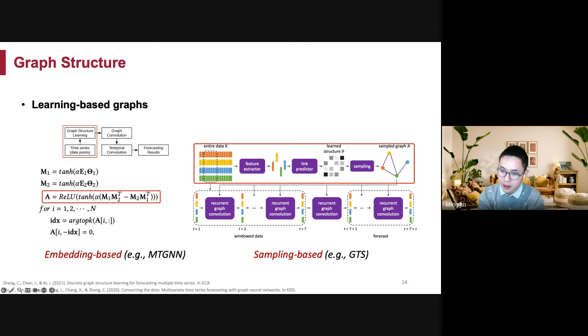The key idea here is we optimize the probability matrix theta of a distribution, for example the Bernoulli distribution, and then we sample graph structures from this distribution that could be used in the graph neural networks for time series modeling.